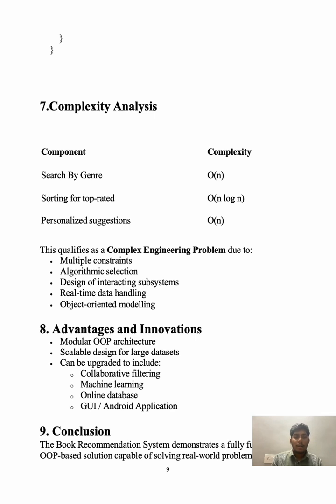Complexity analysis. Components like search by genre are O(n), and sorting for top rated is O(n log n). Personalized suggestions are O(n). It qualifies as a complex engineering problem due to multiple competing algorithm selection and design, interaction of subsystems, real-life data handling and object-oriented modeling. Advantages and innovations: modular OOPS architecture and scalable design for large data sets. It can be upgraded to include collaborative filtering, machine learning and an online database.